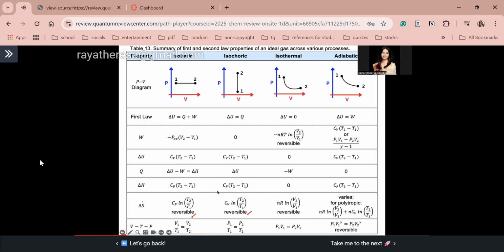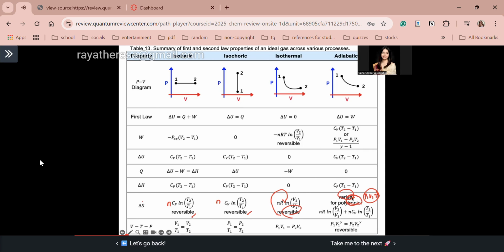Okay, guys, so what if meron kayong given number of moles sa isobaric and isochoric? So guys, you can just simply add an n here, okay? So pwede siya maging nCp ln T2 over T1 or nCv ln T2 over T1. So for an isothermal process, again, this equation only applies to reversible processes. And lastly, for adiabatic, okay, the delta S varies, okay? And for a polytropic process, again guys, for polytropic, ang meaning natin dyan ay yung P, yung V, yung T is not constant. Again, for polytropic processes, the P, V, T, they are not constant.